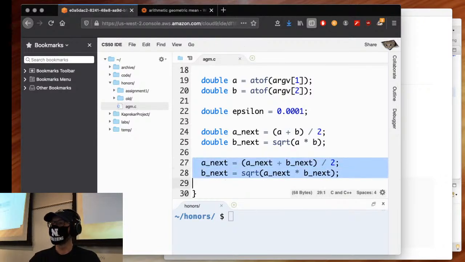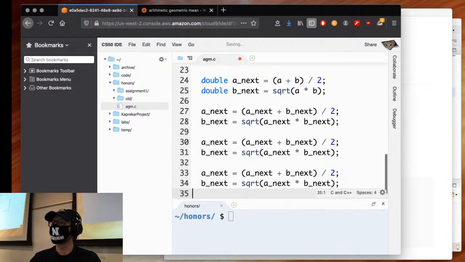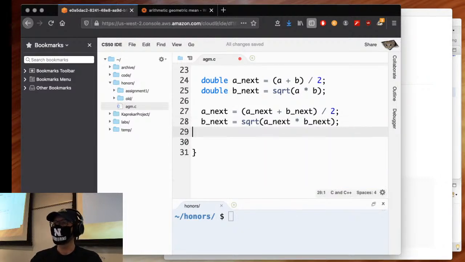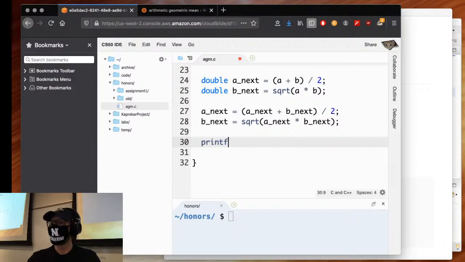Okay. Then we keep going, right? There's the next one, there's the next one, there's the next one. Let's just make sure that our answer so far was correct. Printf of AGM of percent F, percent F. These are the two input numbers is equal to percent F. And the line A, B, and then if A next and B next are close enough, then you can print either one, right? Because they're within epsilon of each other.